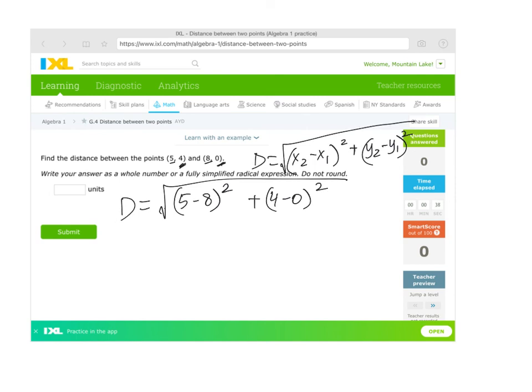So what's 5 minus 8? Negative 3. The square of it is 9. Plus, what's 4 squared? 16. 9 plus 16 is 25. The square root of 25 is 5. Let's put that in here. 5. Okay, let's try another one.